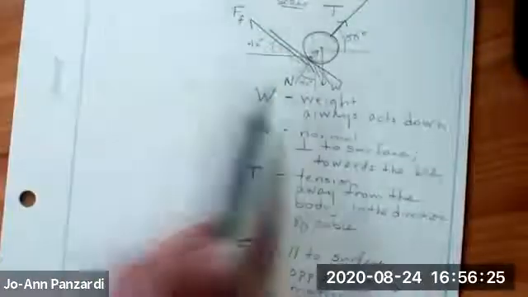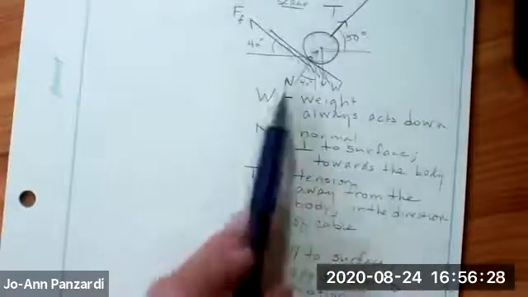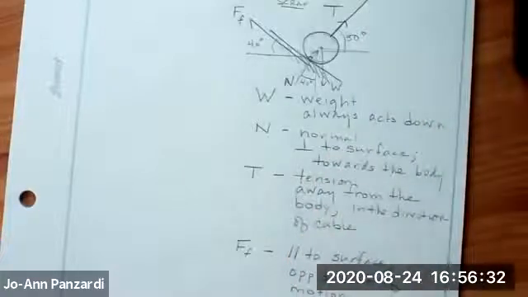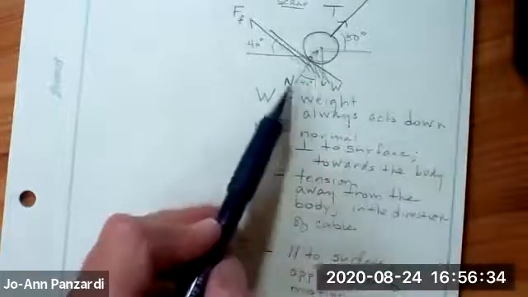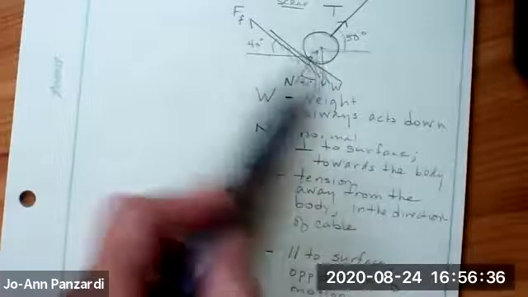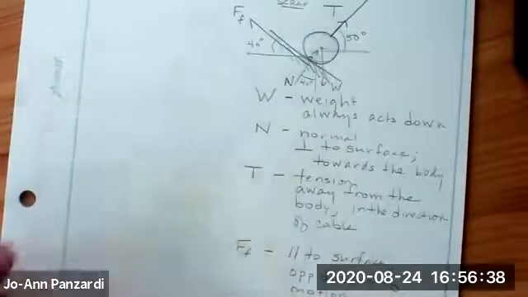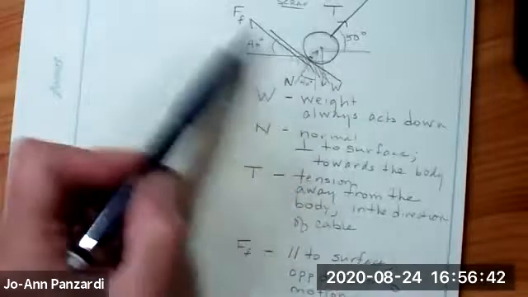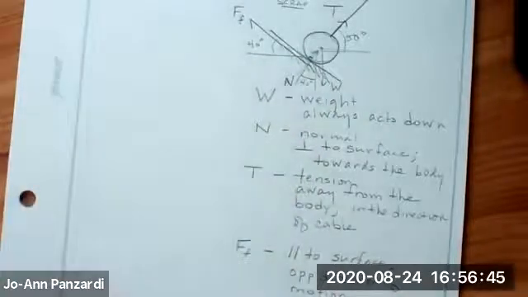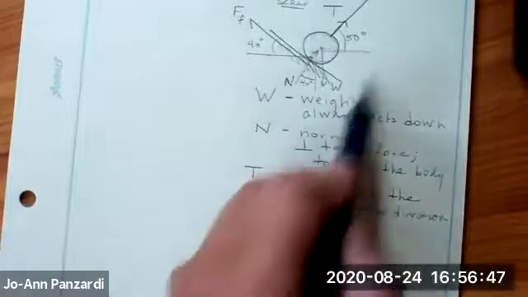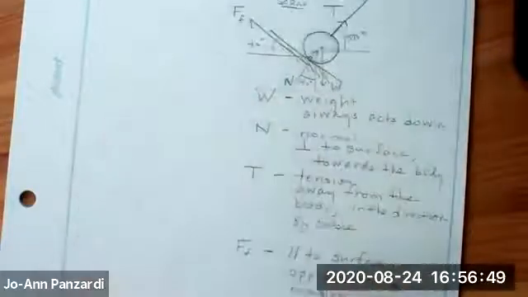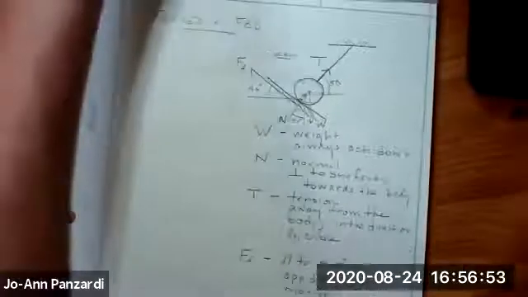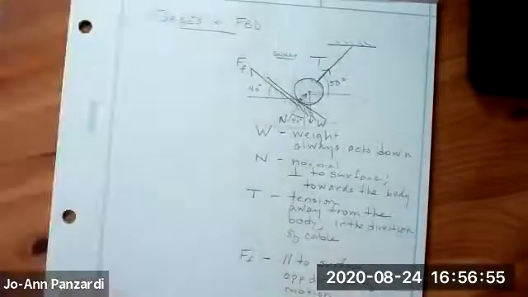So on this drawing for scrap, I drew the tension away along the direction of the cable. I drew the normal perpendicular to the surface and towards the body. I drew my weight down, and I drew the frictional force parallel to the surface, opposite the direction of motion. Now, this is not a free body diagram. This is not a free body diagram. And the reason why is because everything is still connected.